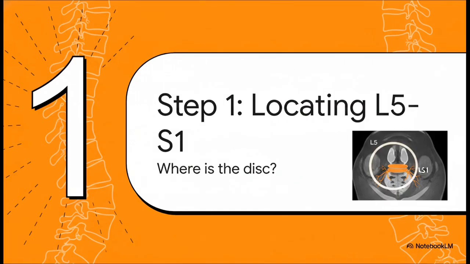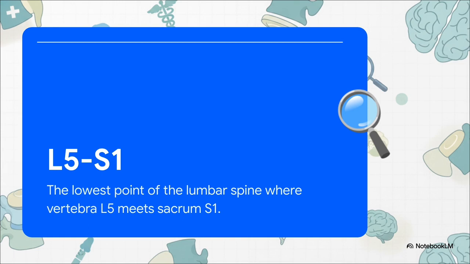So step 1. Locating the L5-S1 disc. L5 to S1. That's just the medical way of saying the absolute lowest point of your lumbar spine. It's the exact junction where the last vertebra of your lower back, which is L5, meets the sacrum, known as S1. Think of it as the very base of your spine.